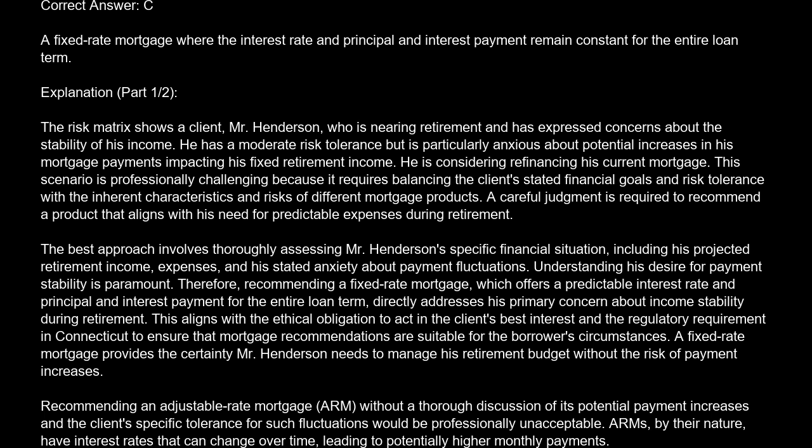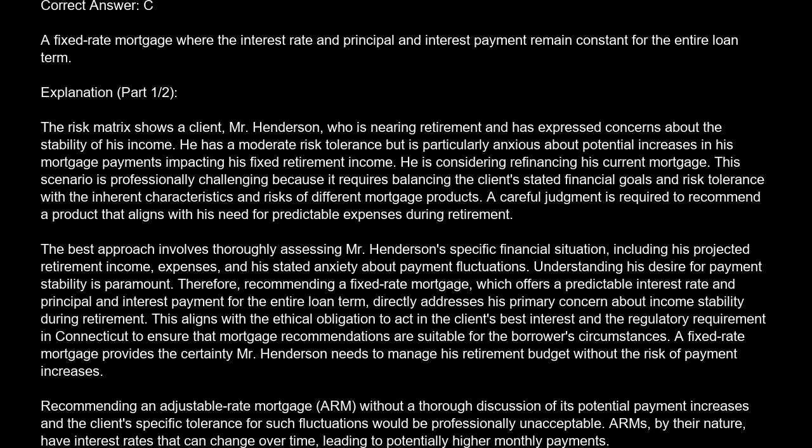This scenario is professionally challenging because it requires balancing the client's stated financial goals and risk tolerance with the inherent characteristics and risks of different mortgage products. A careful judgment is required to recommend a product that aligns with his need for predictable expenses during retirement. The best approach involves thoroughly assessing Mr. Henderson's specific financial situation, including his projected retirement income, expenses, and his stated anxiety about payment fluctuations. Understanding his desire for payment stability is paramount.